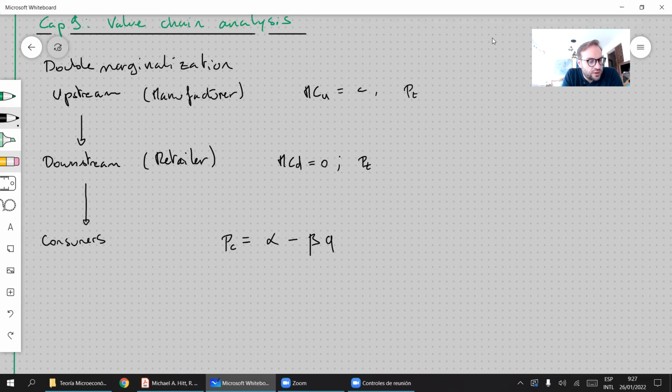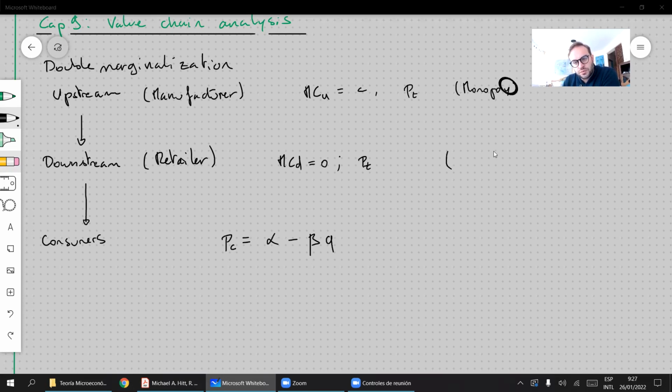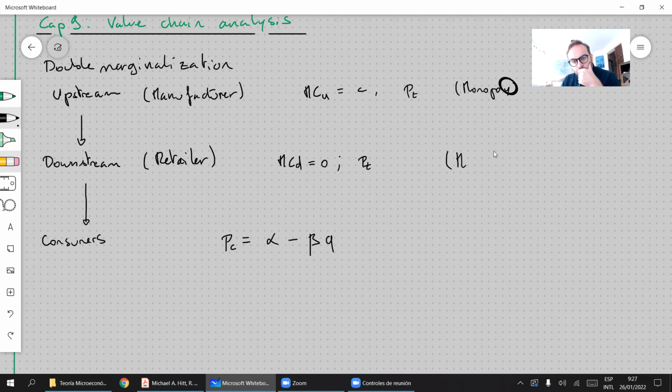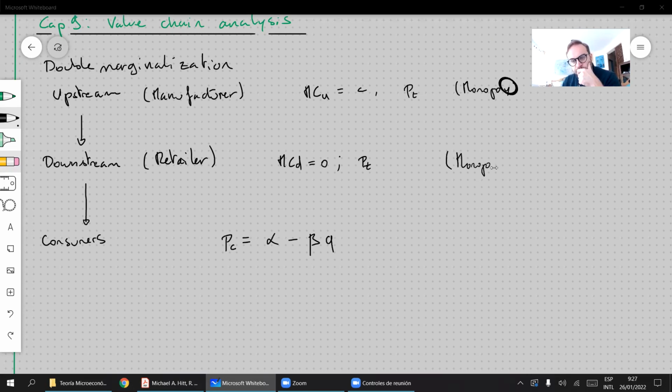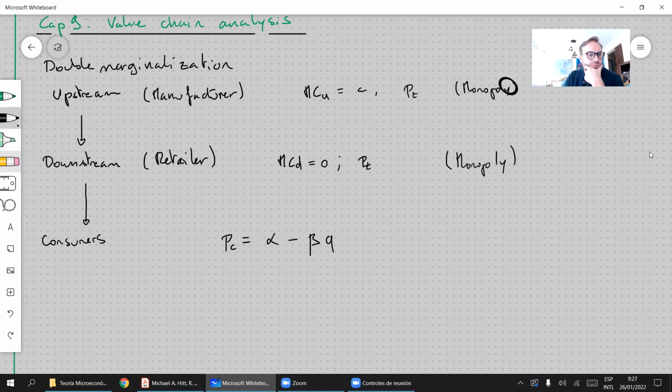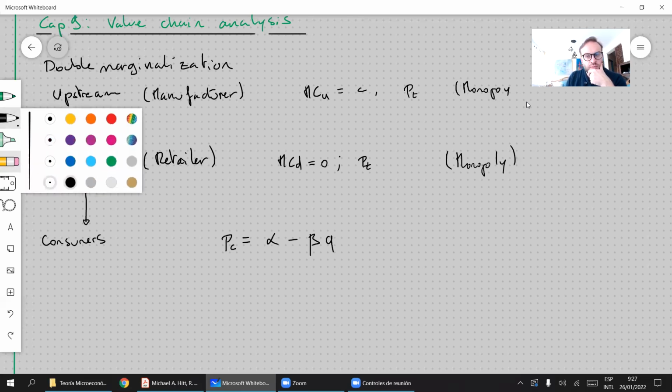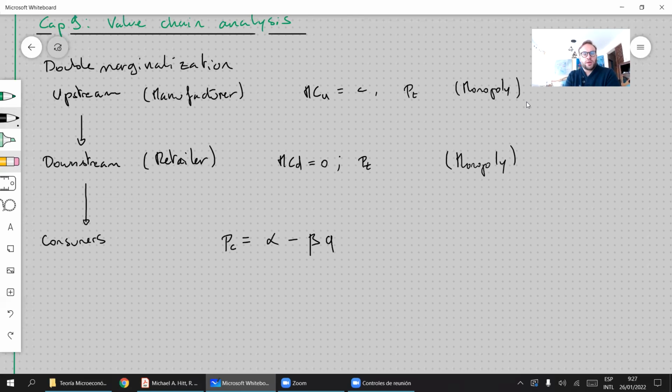Okay, so to solve this, all of them are monopolies in their respective markets, and here it is a monopoly too. So that's the basic structure. I don't think we need anything else.